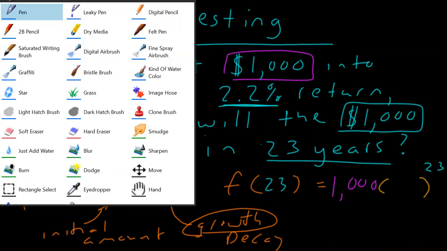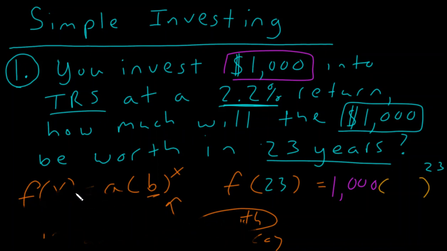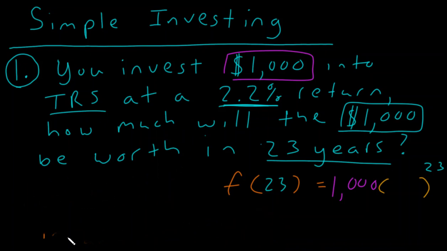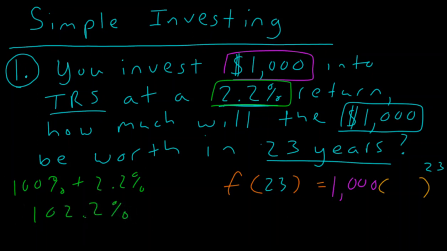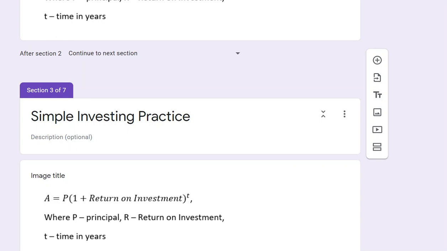Now, how in the world do we find our growth rate? Well, remember, you take your rate of return, 2.2%, and we're always starting out with 100% plus 2.2%, and that becomes 102.2%. Well, how do I change this to a decimal? I move the decimal 2 places to the left, and I have 1.022.